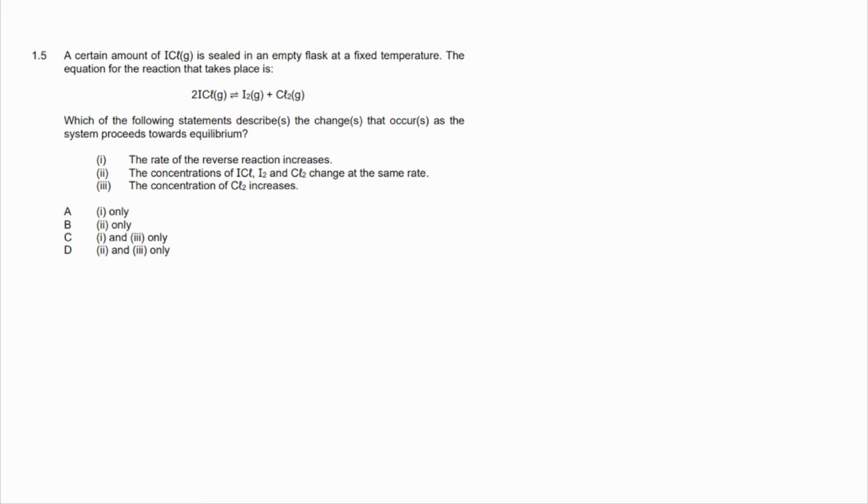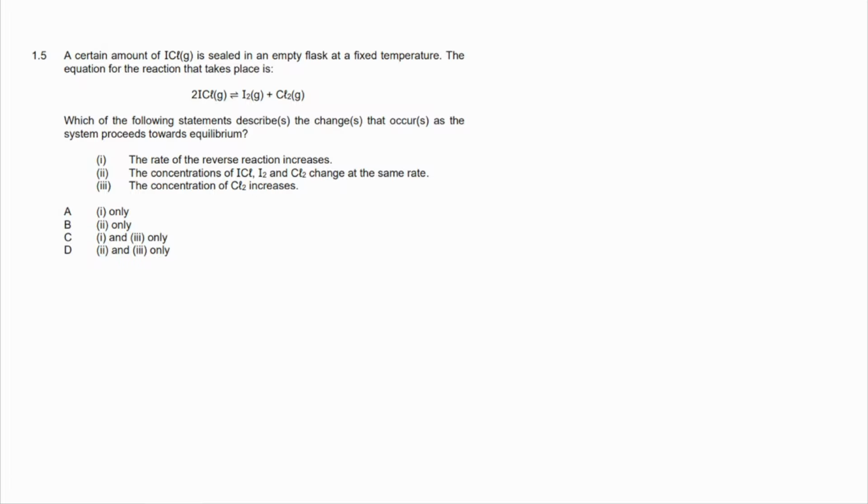1.5, the certain amount of ICl. All right, so I is iodine in this case. Sometimes I use I as an unknown, but in this case we have iodine. So here we have this iodine chloride, it's sealed in an empty flask at a fixed temperature. The equation of the reaction takes place. What's important there? It's balanced. They've given it as balanced, and it's also a reversible reaction.